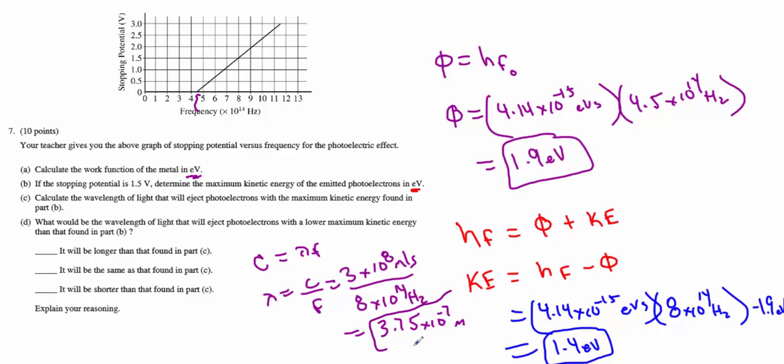There it is. And finally, D, what would the wavelength of light be that will eject electrons with lower kinetic energy? Really, it's just a fancy way of saying, will the frequency needed go up or down? Will the wavelength go up or down? Well, if we want to have less energy at the end, we need to have less incident energy. Incident energy is related to f. So f needs to be smaller, and f is inversely related to wavelength, so the wavelength needs to be longer. It will be longer than that found in part C.